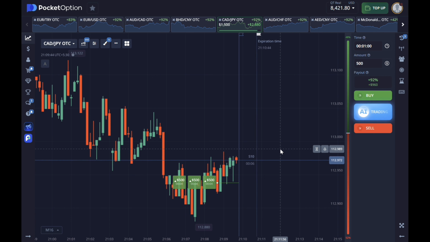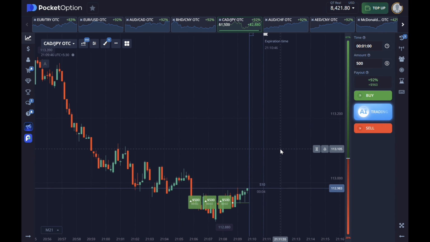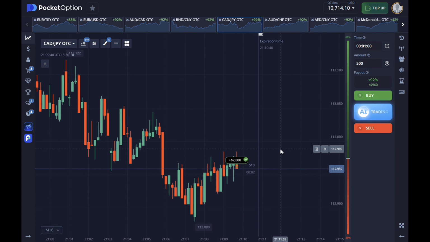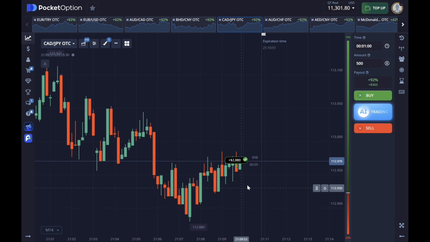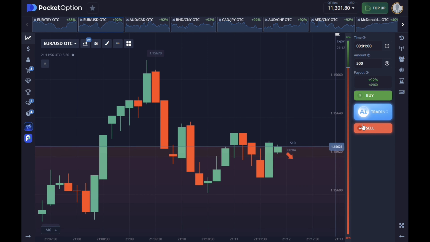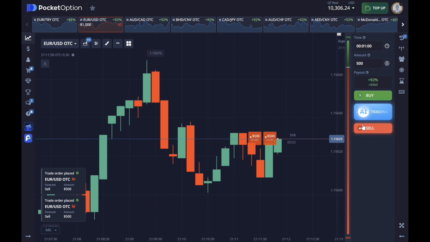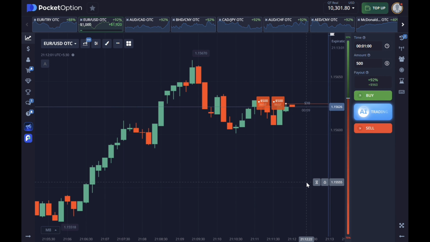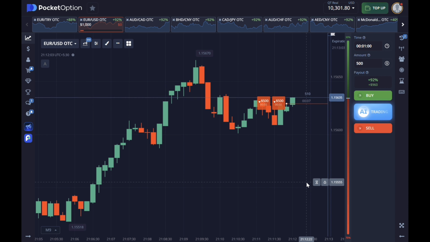Alright, so overall we saw the support, noticed the wick rejection, and got a green confirmation. Based on all this, I placed my trade here and our trade has been profitable. So at this point, we will place our second trade. Here I have opened the EUR USD OTC chart and placed 2 down trades. And let me explain why I took the down trade here.